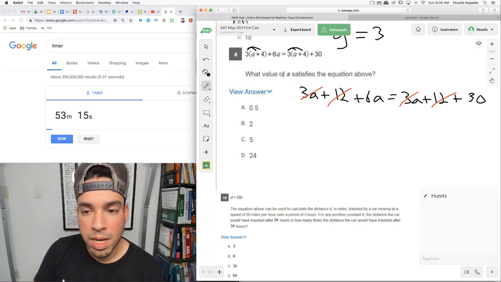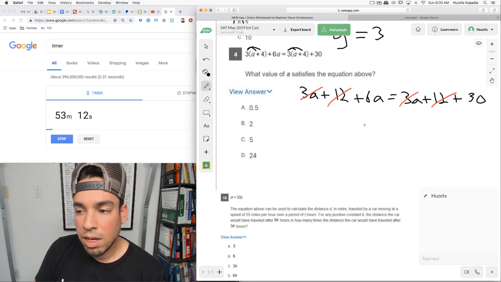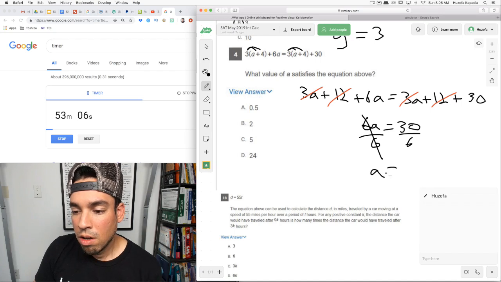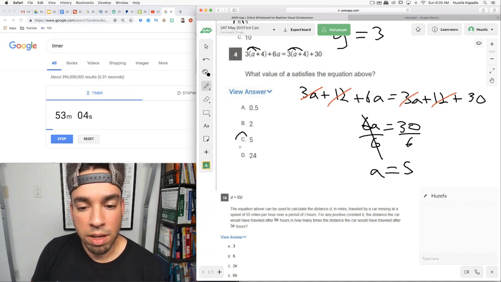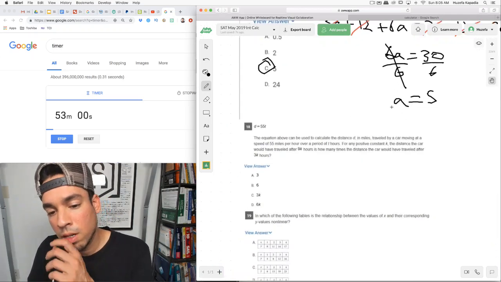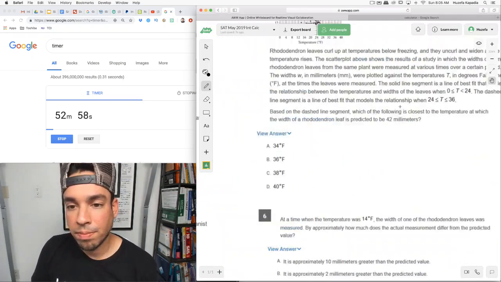Actually, I should have done that off the bat. I didn't even think about that. And then it's 6A equals 30. Divide both sides by 6. A equals 5. Done. Next.